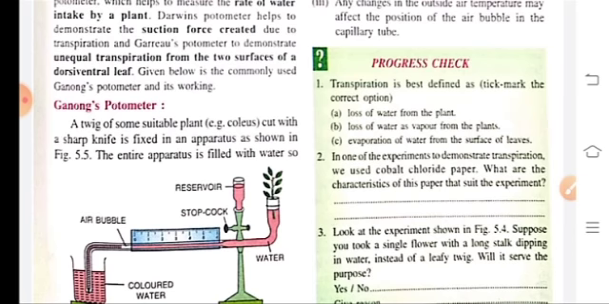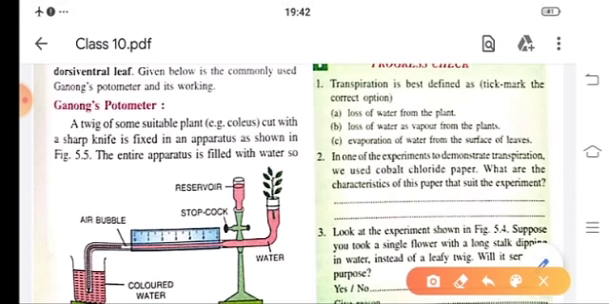So in this experiment, what we are going to do, first we take a twig which is kept in a capillary tube and a beaker filled with colored water. Then we take an air bubble, which is introduced into this capillary tube with precaution. When we keep this experiment for some time, after some time you will see a change in the position of the bubble, or the bubble moves from one place to another.